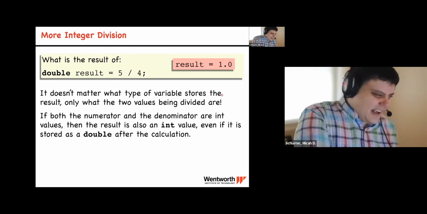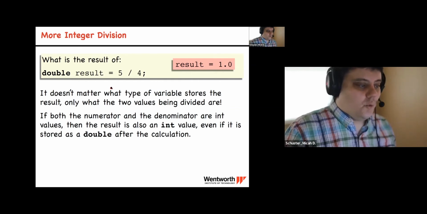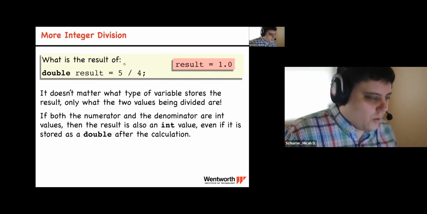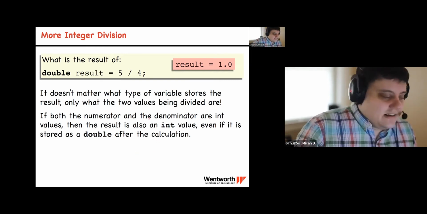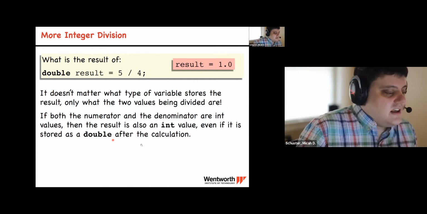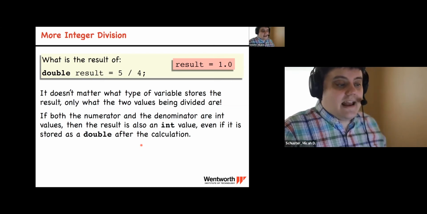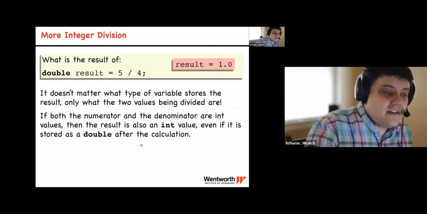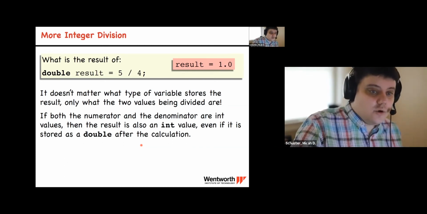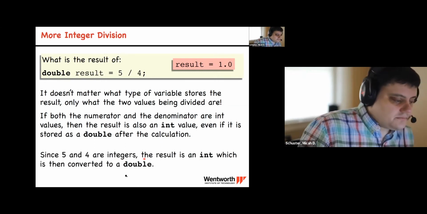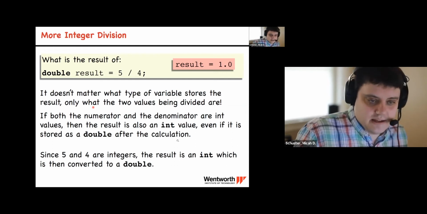So that's basically what the text here says. It doesn't matter what type of variable stores the result, just what the two values being divided are. Those are what's going to determine our calculation. The other important piece of this, and the examples that are coming up are going to deal with this: if both the numerator and the denominator in a division are integers, then the value will be an int. But if even one of them is a double, then the value will be a double. So in this case, since 4 and 5 are ints, the result is an int, which is then converted to a double at the equal sign.